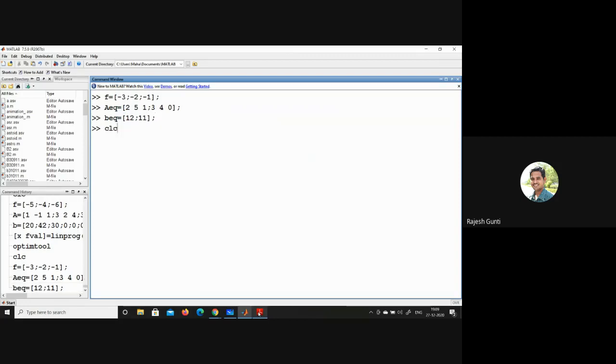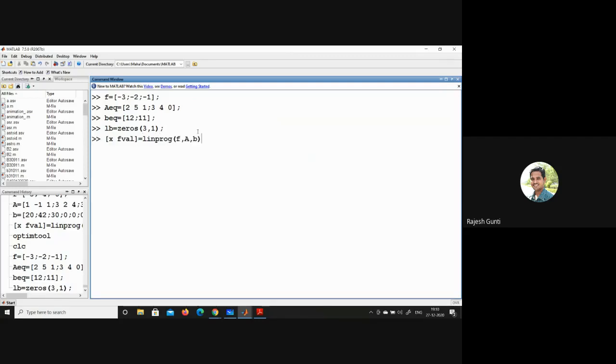Now what we have to do? Lower bounds also have to be defined. There we can define directly LB. How many variables are there? Zeros of 3 comma 1, three rows, one column, or 0 semicolon 0 semicolon 0.